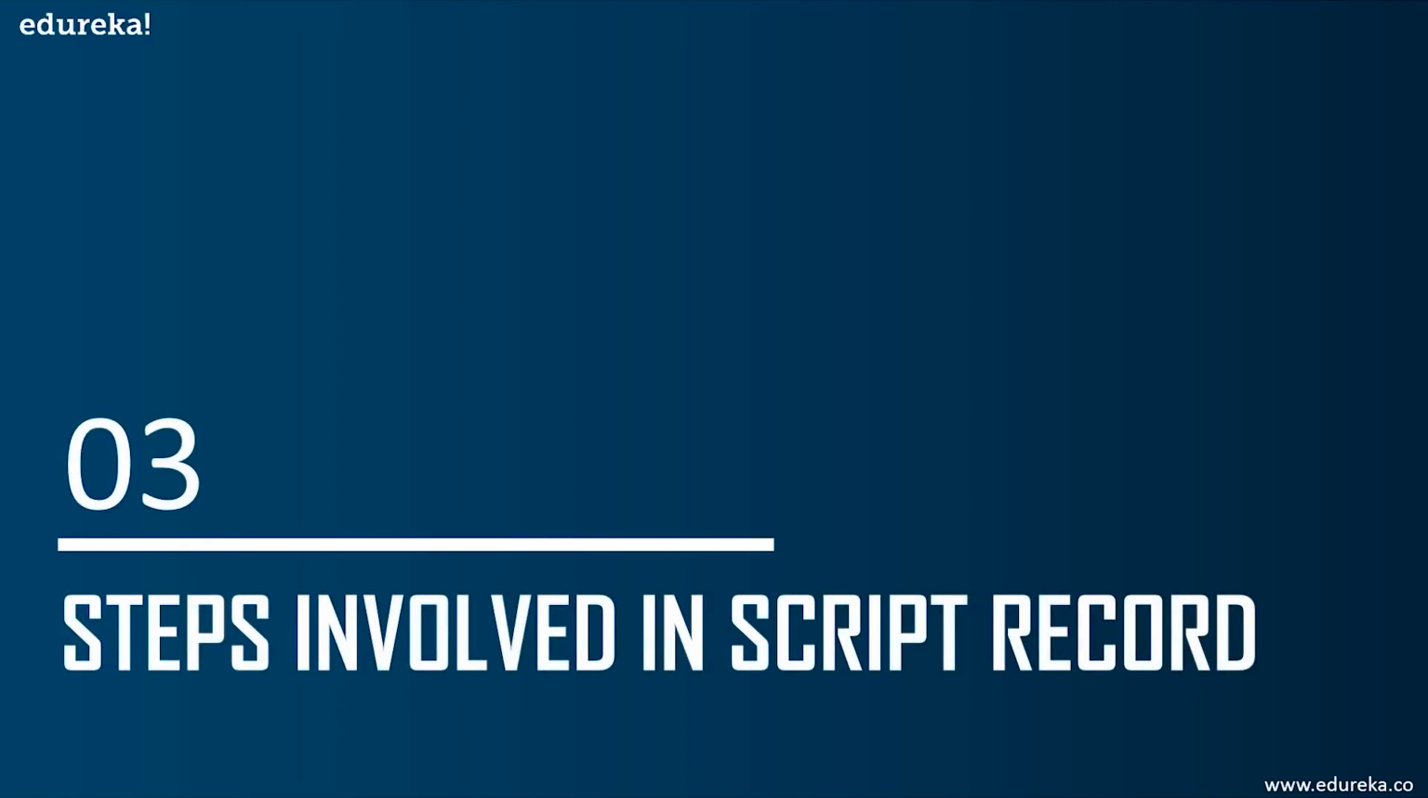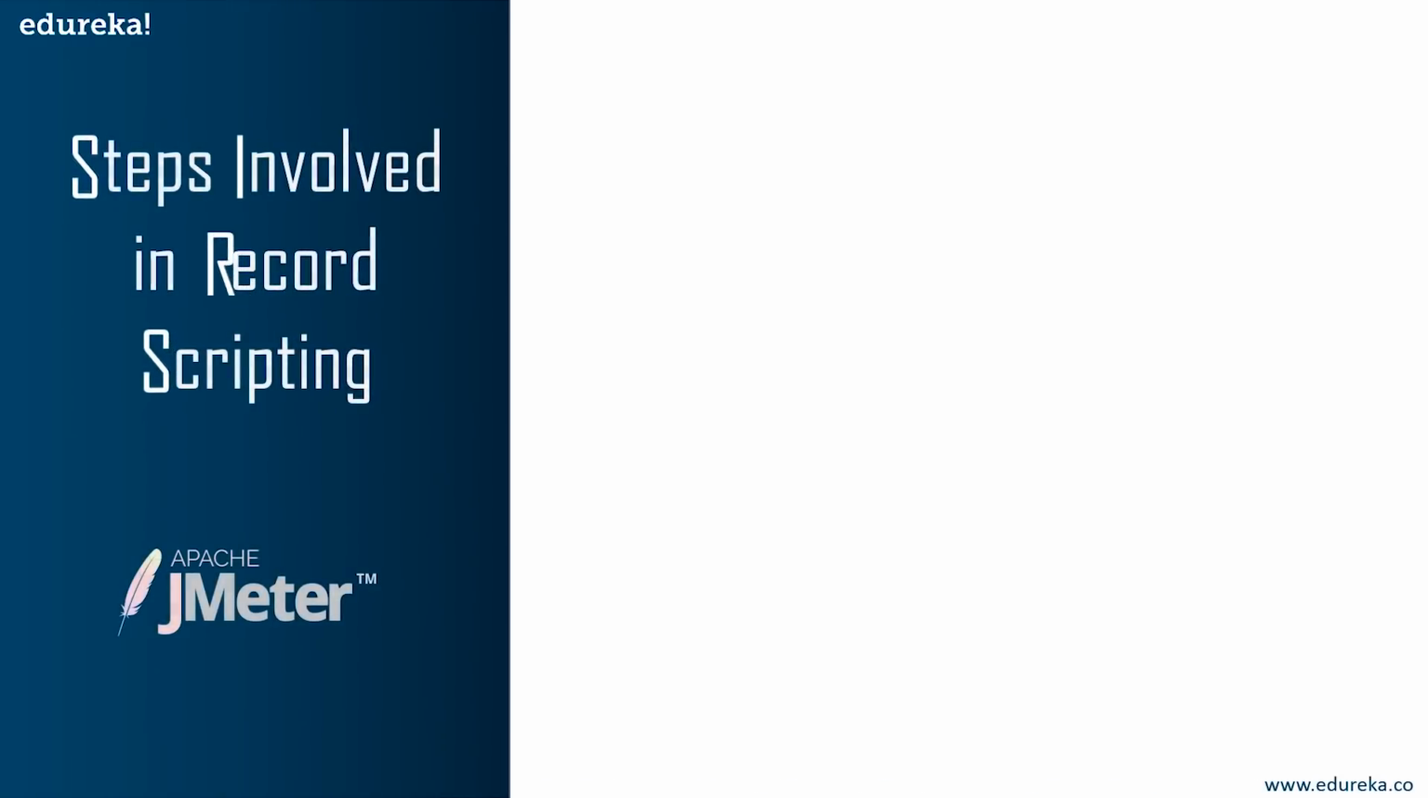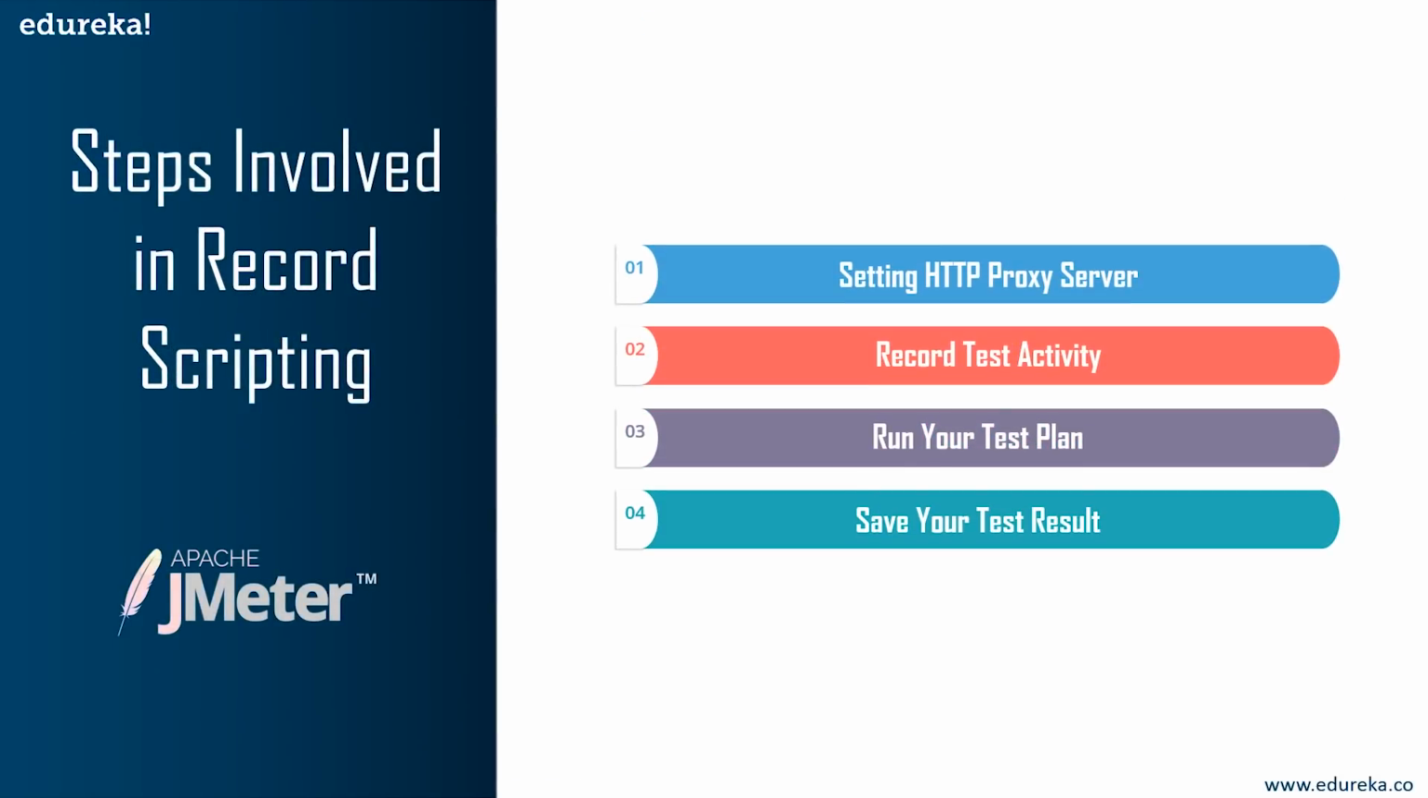Now moving on, let's have a look at the steps involved in the script record. The first step is setting the HTTP proxy server. So in our JMeter, we will be including a test plan, then add a thread group and set our HTTP proxy server. Now moving on, the next step is to record your activity. Once you have set the proxy server, it's time you record the activity.